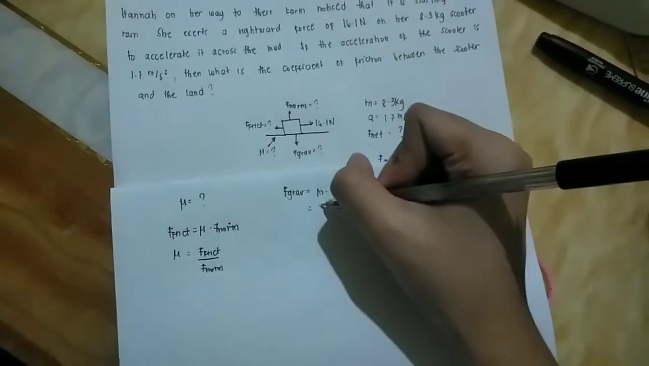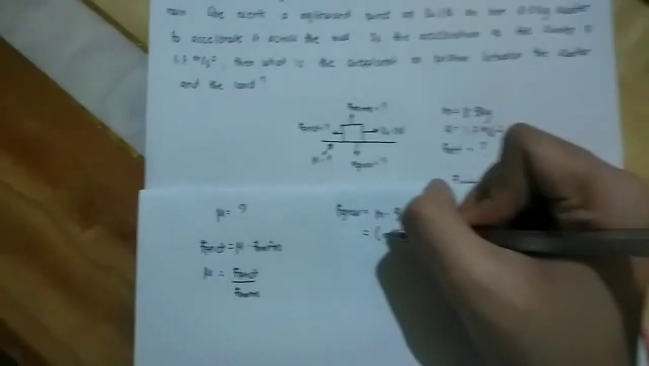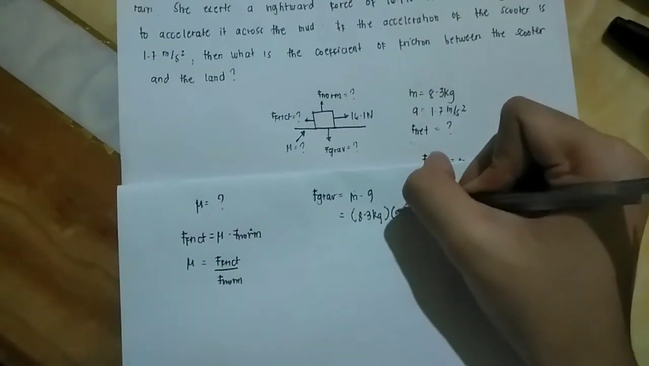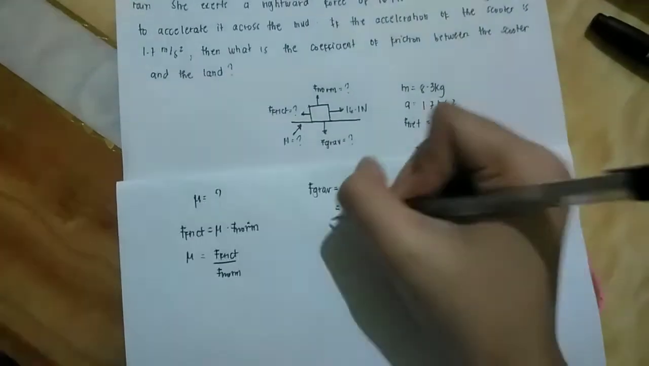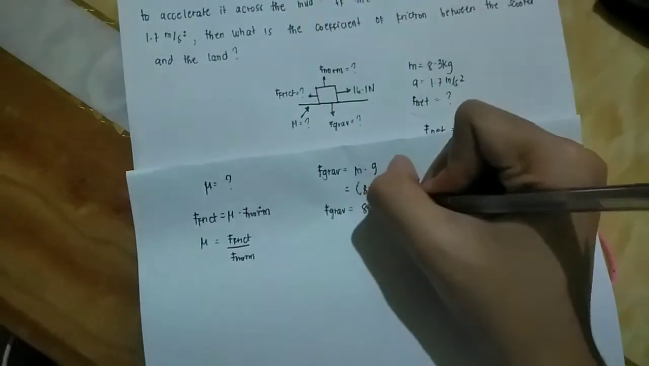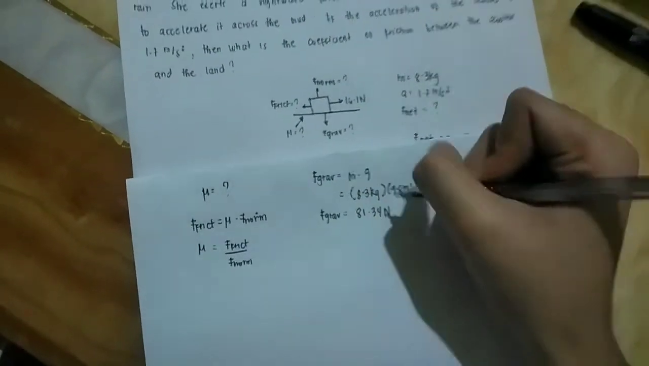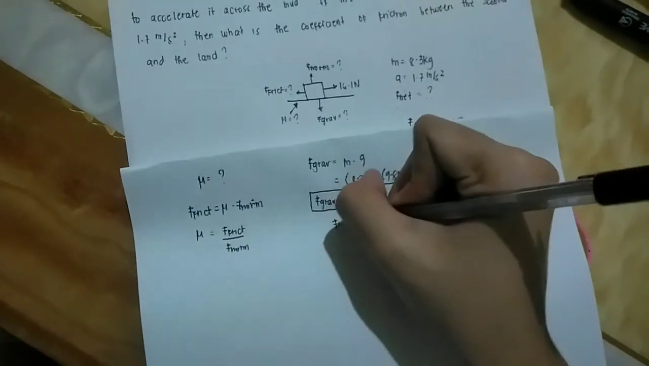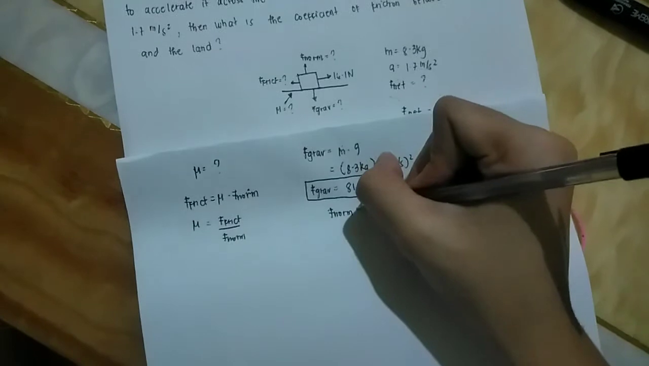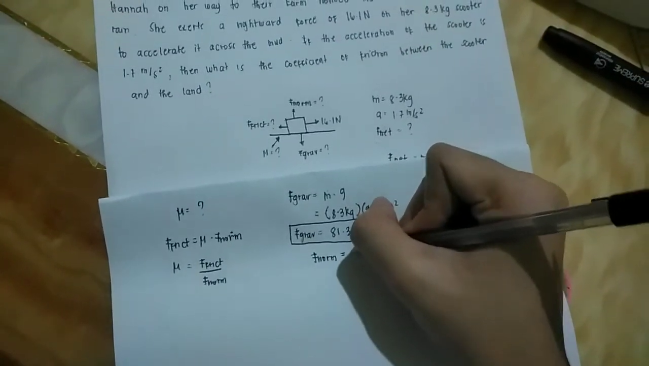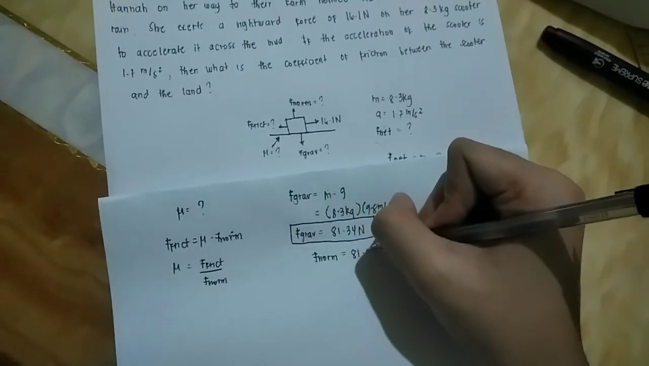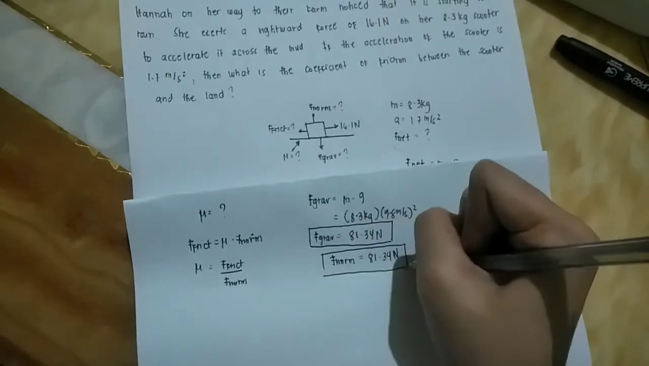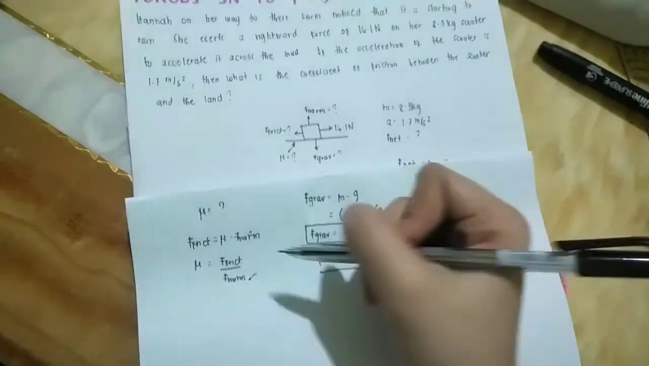In calculating the gravitational force, the formula is F grav equals m times g. Substitute the mass and the acceleration of gravity, which is 8.3 kilograms times 9.8 meters per second squared. Then we will get 81.34 Newton. We all know that the value of F norm is equivalent to the value of F grav. So in this case, F norm is also equivalent to 81.34 Newton.